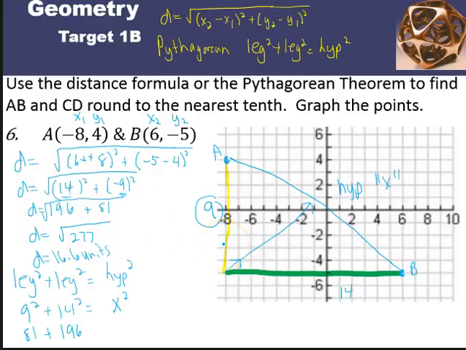So remember, the distance formula was found by using the Pythagorean theorem with a generic set of points x1, y1, x2, y2. Okay, so I get 81 plus 196 equals x squared. So I get x squared equals 277, and then I'm going to take the square root, and I get x is 16.6. So whichever method I use, I get 16.6 units. Okay.